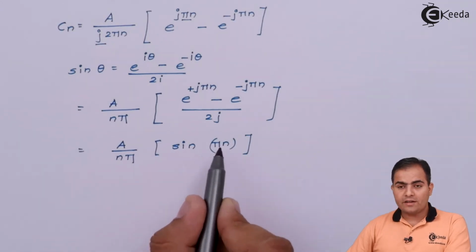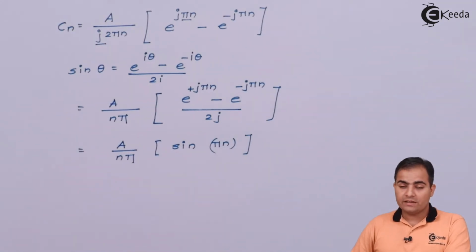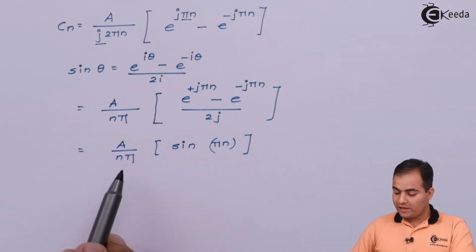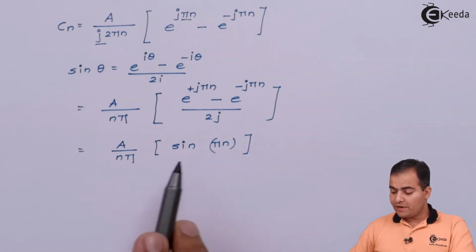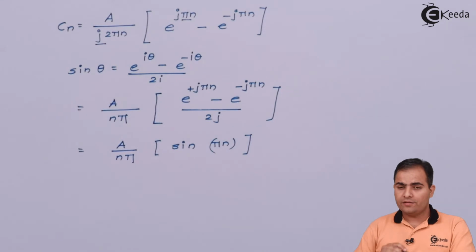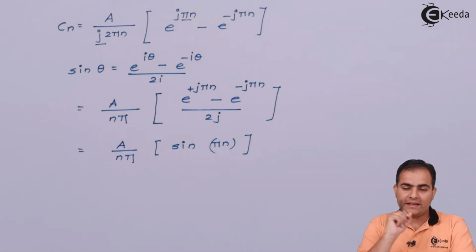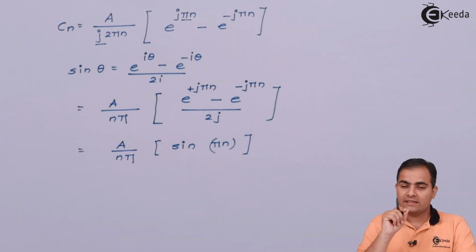Now, if I write sine n pi upon n pi, then it is nothing but sinc x, where the sinc x formula is sine x upon x. Now, the Cn value is A upon n pi. Inside the bracket we have sine pi n. If I divide sine pi n by n pi, then we have studied one formula, that is sinc x. What is sinc x? The formula is sine x upon x. So if we divide sine x by its argument, that is x, then the formula is sinc x.